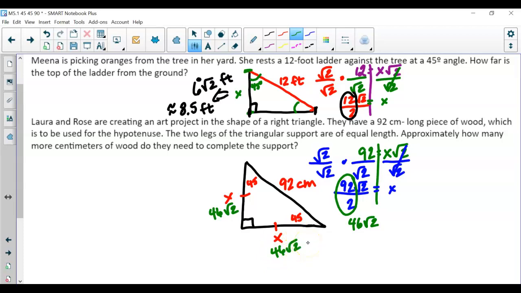Now, technically though, combine them together and we're back at a grand total, because we need both legs, of 92 radical 2. However, if you think about this like in a real world situation, we will need the approximate centimeters. So 92 times radical 2 is approximately 130.1 centimeters.